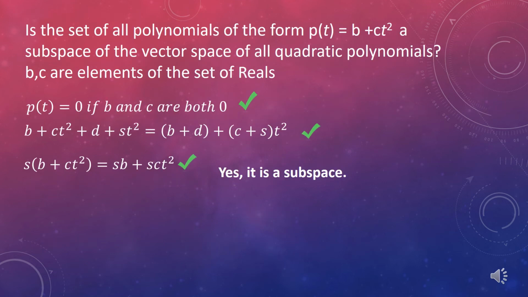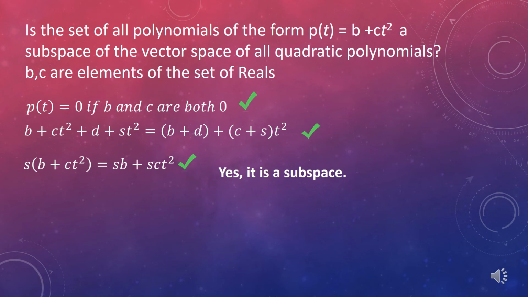What about if we made the set of all polynomials of the form p of t equals b plus ct squared, where b and c are real numbers? Is that a subspace of the vector space of all quadratic polynomials? By the way, if you took all quadratic polynomials, so a t squared plus bt plus c, that does form a vector space. It has a 0 because you could make all the coefficients 0. It has an opposite. The order that you add doesn't matter. It follows all the distributive properties, etc.